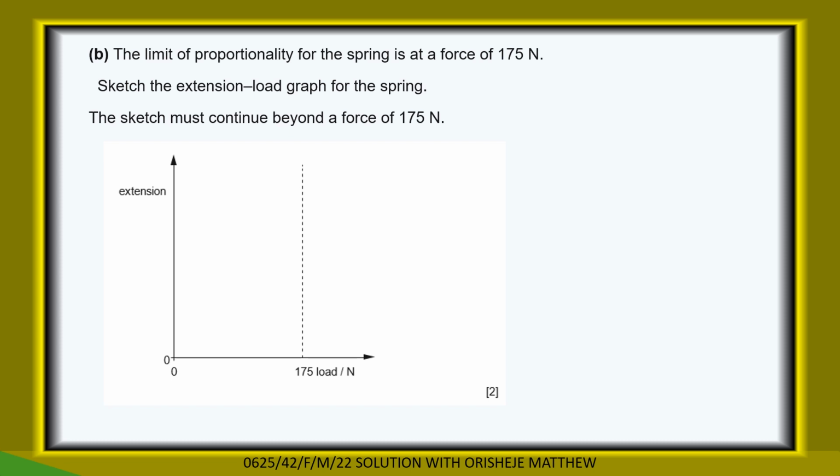The limit of proportionality for the spring is at a force of 175 Newton. Sketch the extension load graph for the spring. So if you look at that, within that limit is directly proportional. So for every value of weight or force below 135, that is a limit. But once the limit is exceeded, the extension of the spring is no longer proportional to the weight applied. So it extends faster than the weight.